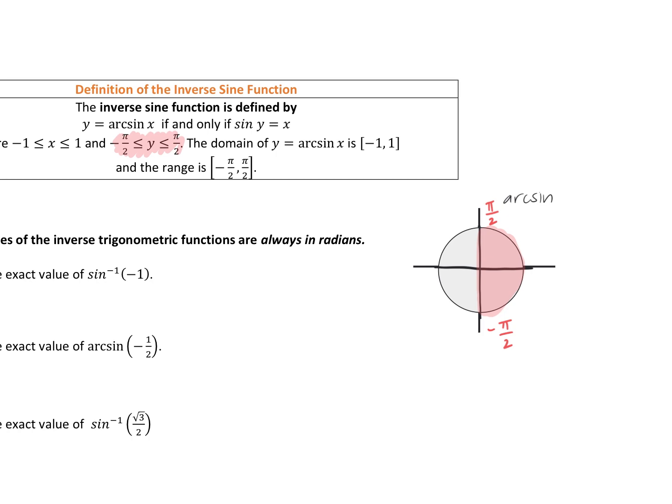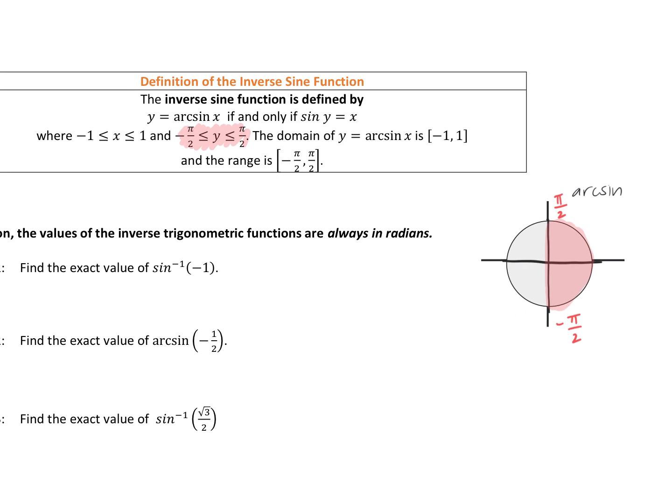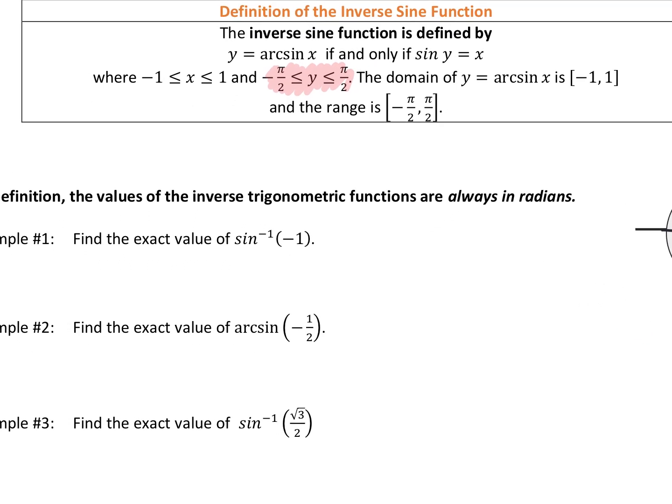Okay, so if I look at this first example, it says find the exact value of sine inverse of -1. So the question that you're asking yourself basically is what angle in quadrant 1 or quadrant 4 has a sine value of -1. Okay, so if you look at your gold sheet, in between negative pi over 2 and pi over 2, where is the sine value or the y value equal to -1?